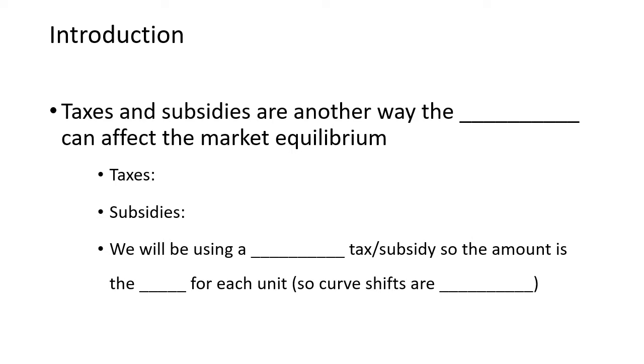In this chapter, we'll look at how taxes and subsidies impact the market. Before, we've only allowed the government to set price ceilings and price floors, but another way that they do interact with markets is to apply taxes and subsidies. So taxes and subsidies are just another way that the government can impact the market equilibrium.